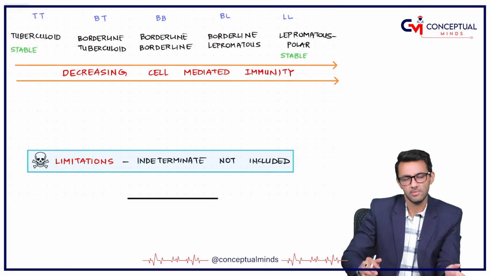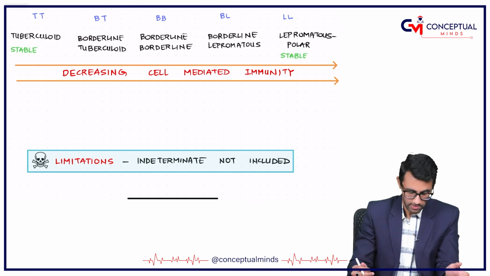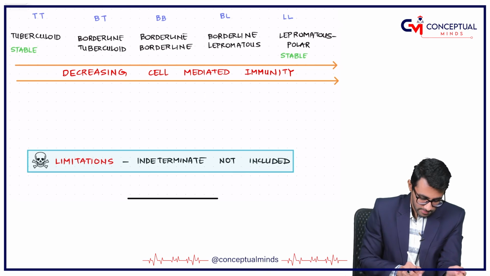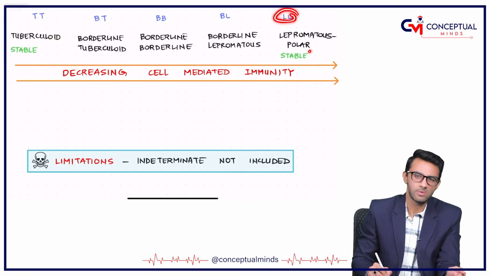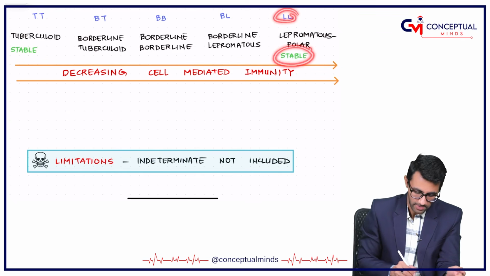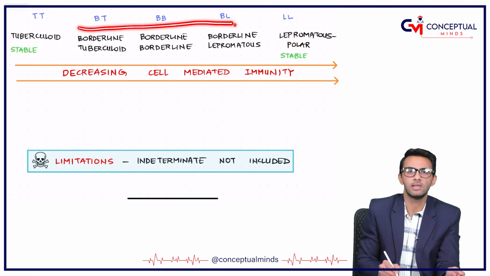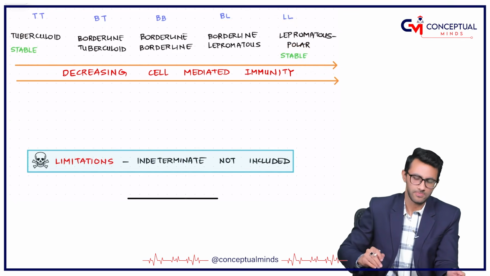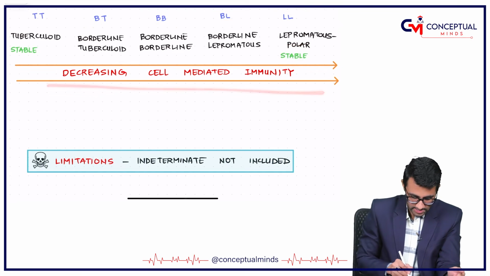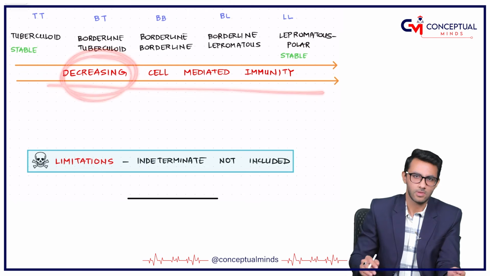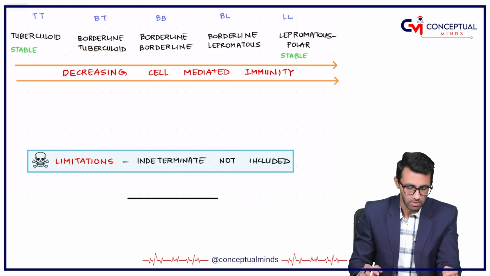All these individually we will be reading in a while, but just to give you an overview, the tubercular type is the most stable one, and the LL type is also the most stable one. The ones in the middle, the BT, BB and BL, are the unstable forms. As you go from left to right, the cell mediated immunity is decreasing. Alright, so that is all about it.